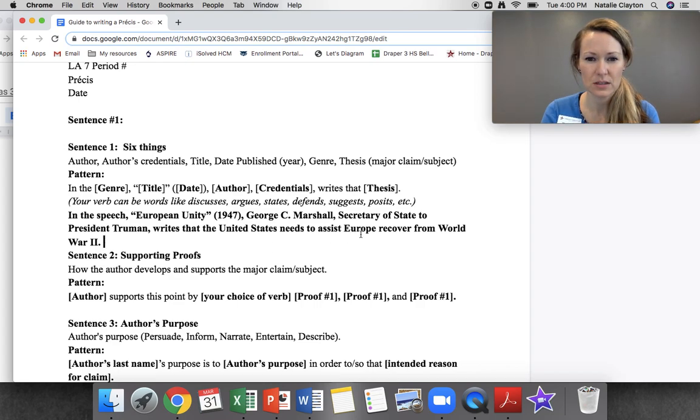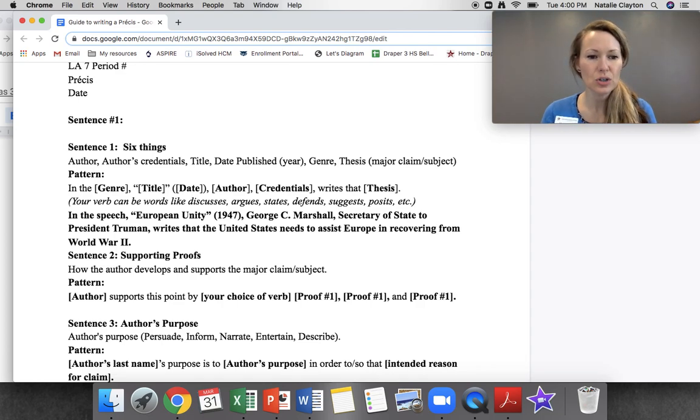Maybe in recovering? Needs to recover from World War. Needs to assist in helping Europe recover from World War II. Needs to assist Europe in recovering. I don't know. For some reason, this isn't making sense right now. Needs to assist Europe in recovering from World War II. That sounds good to me. Okay, so we have sentence 1.